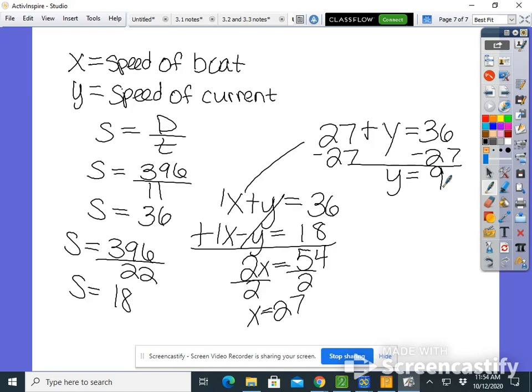Okay, so the boat's going 27 miles per hour. The current's going 9 miles per hour. What do you guys think? That one okay? Any questions on this? No?